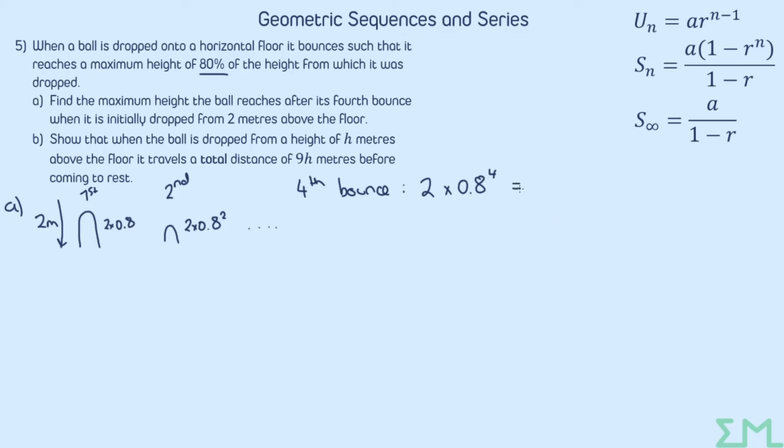Okay, so that gives us 512 over 625, which is 0.8192 meters.